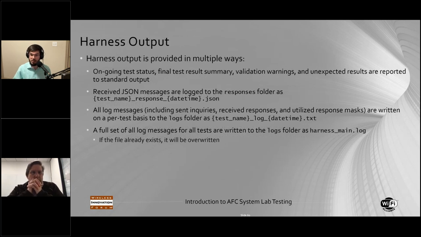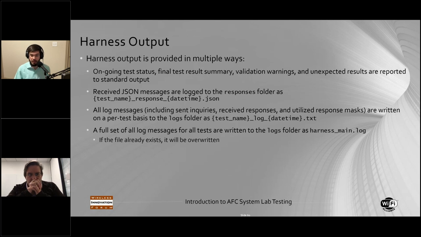All right, so once the harness has started executing, it'll provide some output in several different ways. First, ongoing status, warnings, unexpected results, and a final test summary will be printed to standard output, which in most cases, unless you're doing something crazy, will be your console window. Any responses that come in from the AFC system are logged on a per-test basis to the responses folder with the naming convention you see here. All log messages, including any inquiries that are sent, any responses that are received, and whatever response masks were used in that testing, are written on a per-test basis to the logs folder with that naming convention.